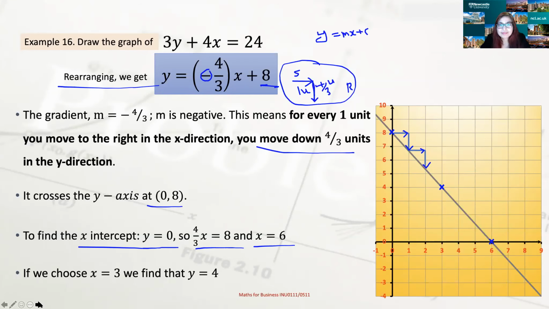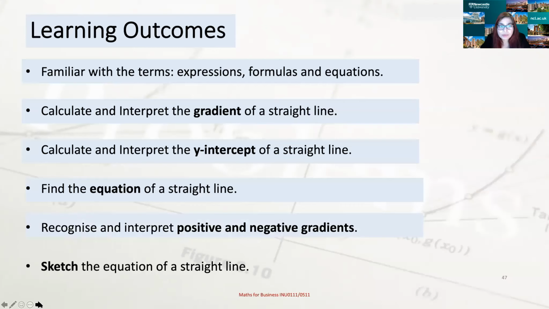So we have seen how to recognize and interpret, and now we know how to draw a straight line. So that's all we have. Thank you very much.